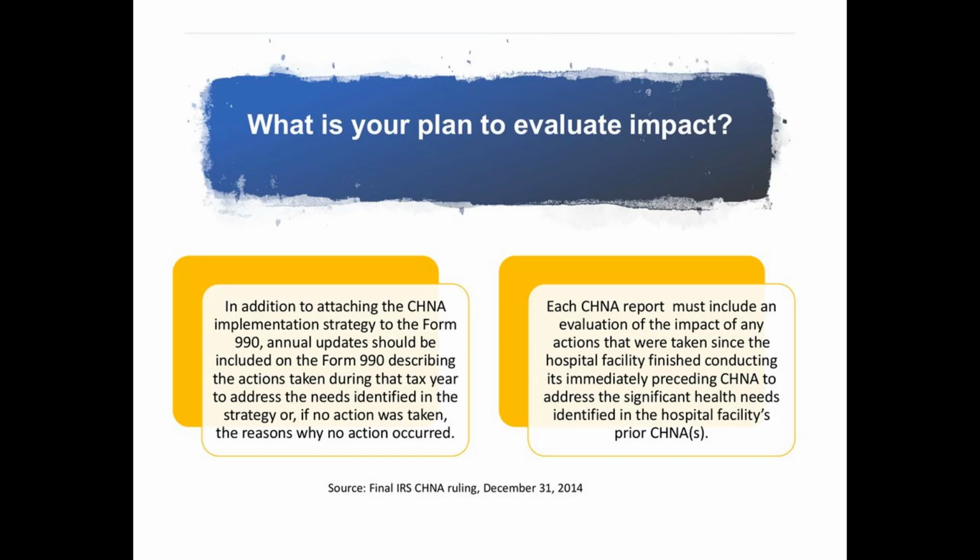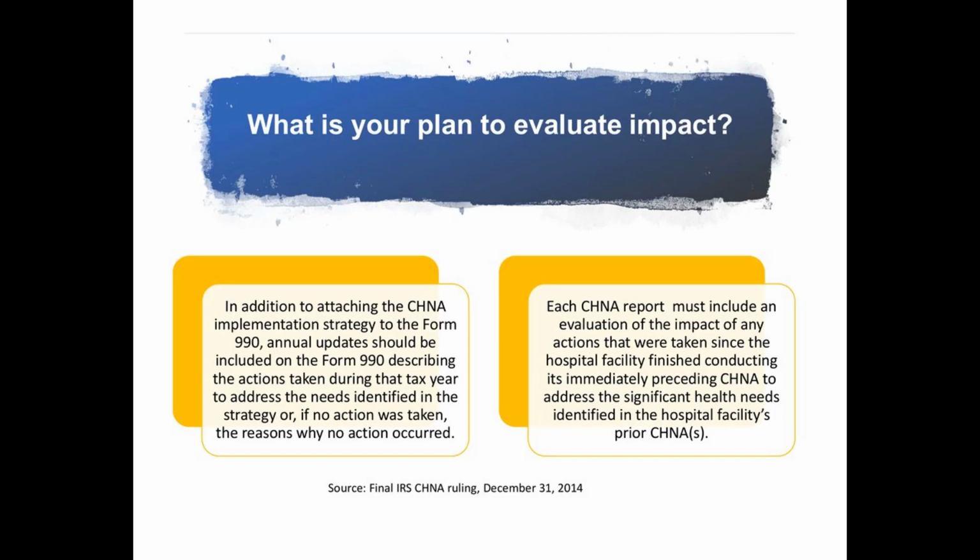So back in the final IRS Community Health Needs Assessment ruling back in December 2014, in addition to attaching the CHNA implementation strategy to the Form 990, they spoke about annual updates that should be included on the Form 990 describing the actions that you took in that tax year to address the needs identified in the strategy, or if no action was taken, why.